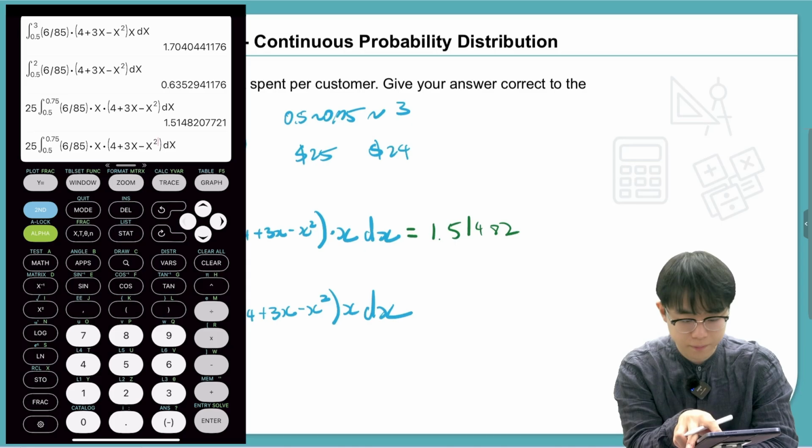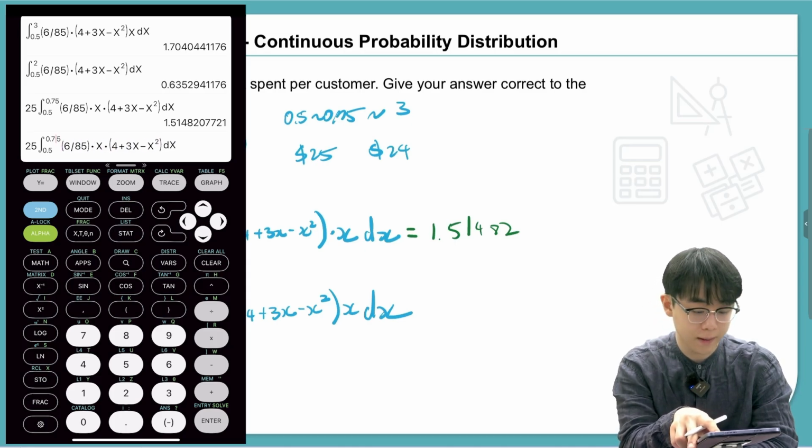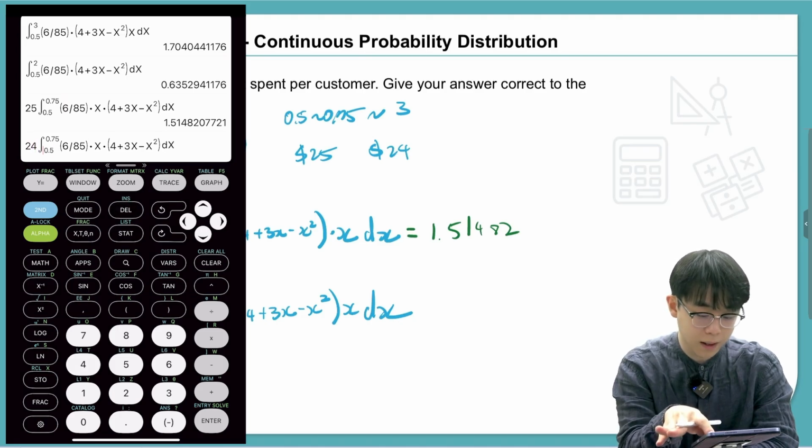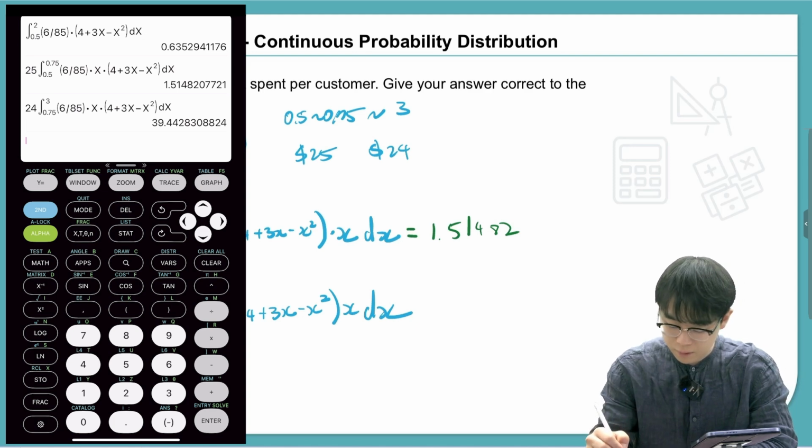And let's re-enter this again. So we have $24 per kilogram. So we now have 24. And we integrate from 0.75 to 3. So that should give us 39.